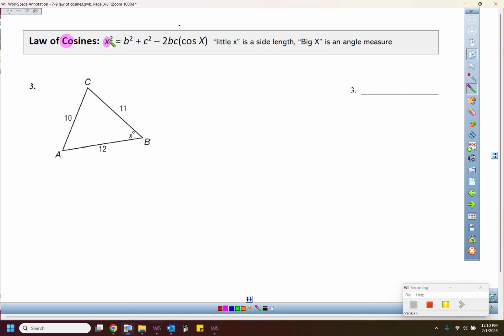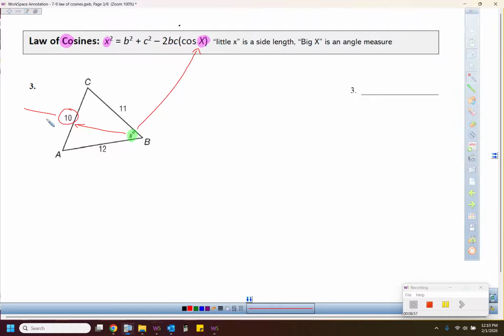And that's why I made up this little relationship. They are wanting us to find this, and we have to be smarter than the problem. I totally know that is a lowercase x. But isn't it an angle measure? It is big X, right? Because it is an angle measure, it's a big X. And little x is this side across from it.